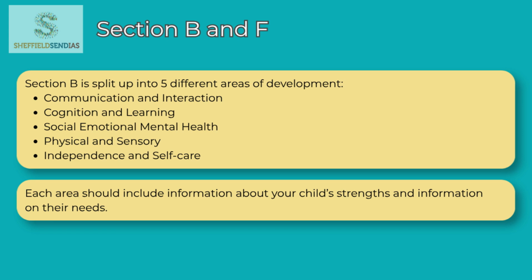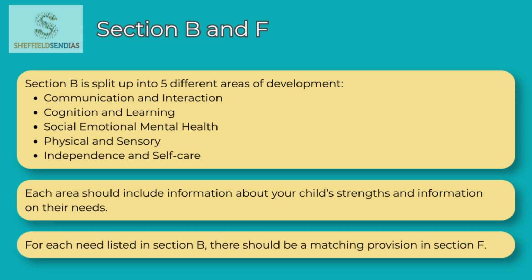It's important to include information about your child's strengths in their EHCP, so try not to remove these parts of the plan unless they've made progress. For example, you might change "Jane can count to 5" to "Jane can count to 10." Each area should also include information on your child's needs. This is the things they find difficult. For example, "Jane finds it difficult to put numbers in order."